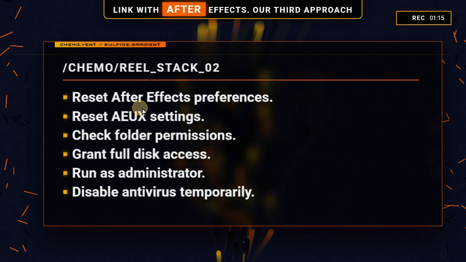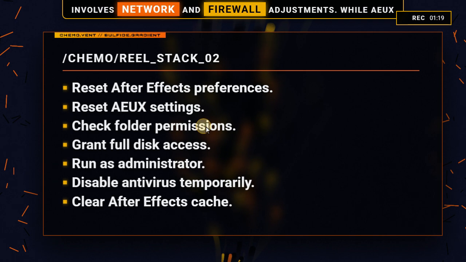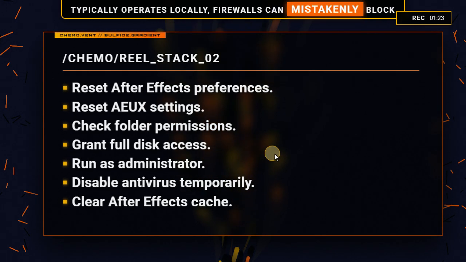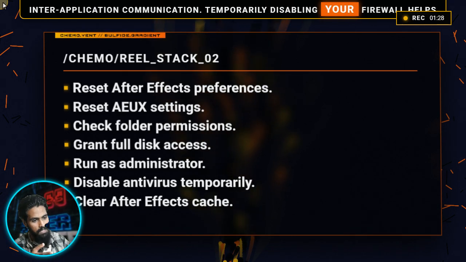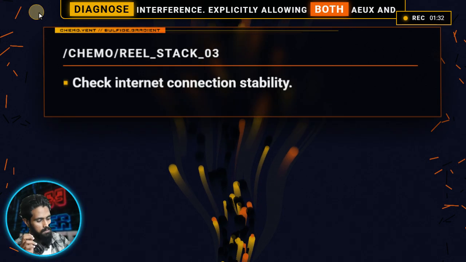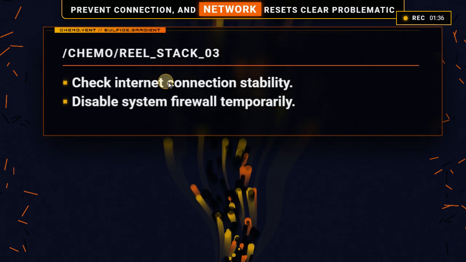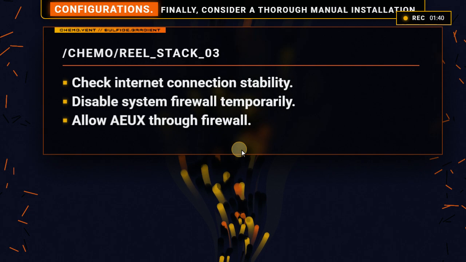Our third approach involves network and firewall adjustments. While AEUX typically operates locally, firewalls can mistakenly block inter-application communication. Temporarily disabling your firewall helps diagnose interference. Explicitly allowing both AEUX and After Effects through ensures no network restrictions prevent connection, and network resets clear problematic configurations.